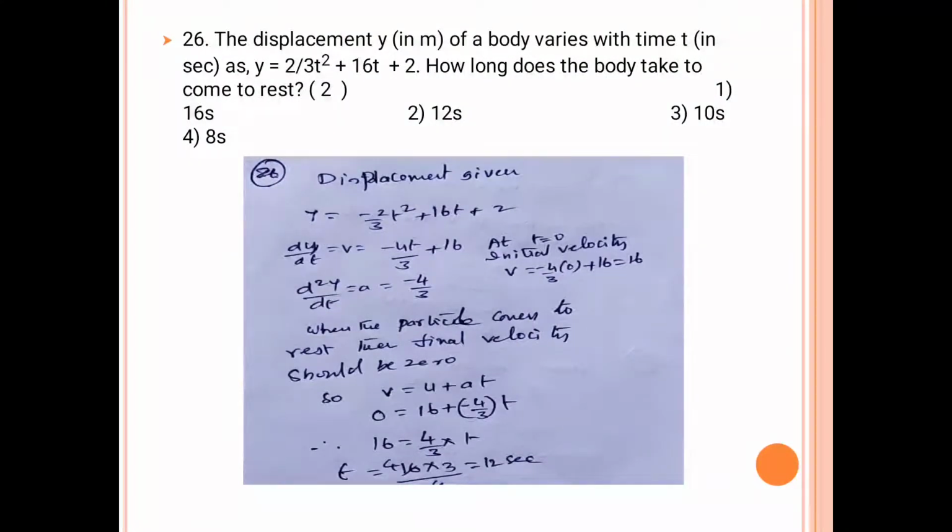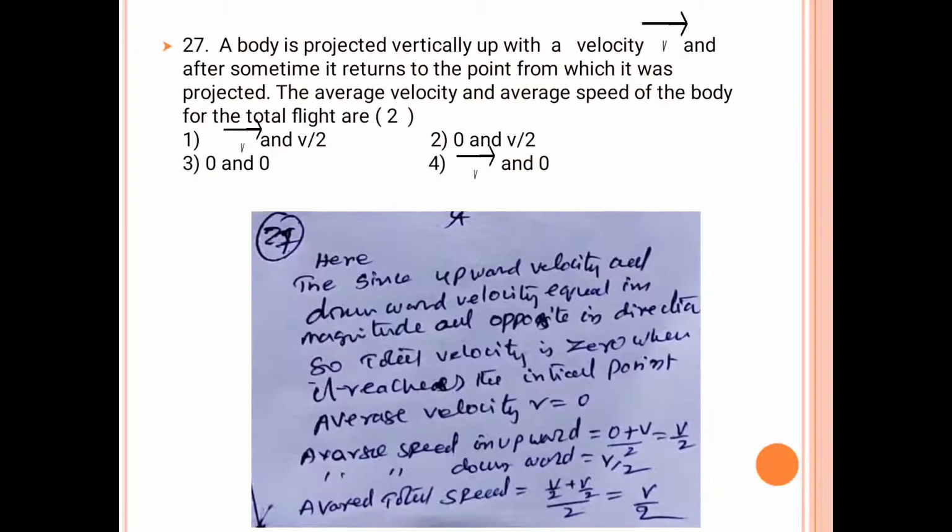Right, next. A body is projected vertically upward with velocity u, and after some time it returns to the point from which it has been projected. Find the average velocity and average speed of the body after the total flight.